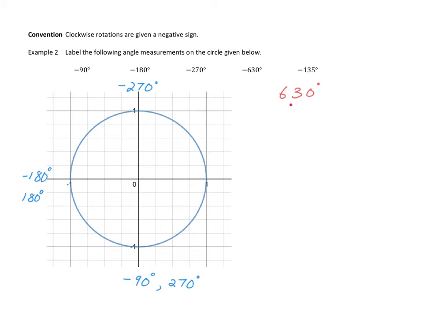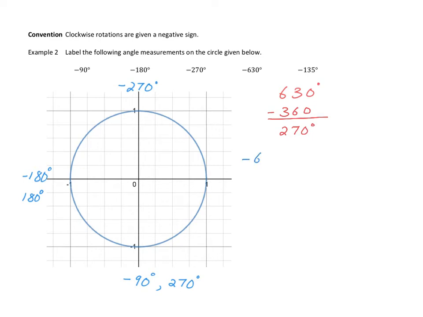I know I can subtract a full rotation from this, and it'll make the number 630 smaller and easier to see where we actually end up. So I guess what I mean is, if I take 360, a full rotation, and I subtract that away from 630, what I'm left with is 270 degrees. What does all of this tell me?